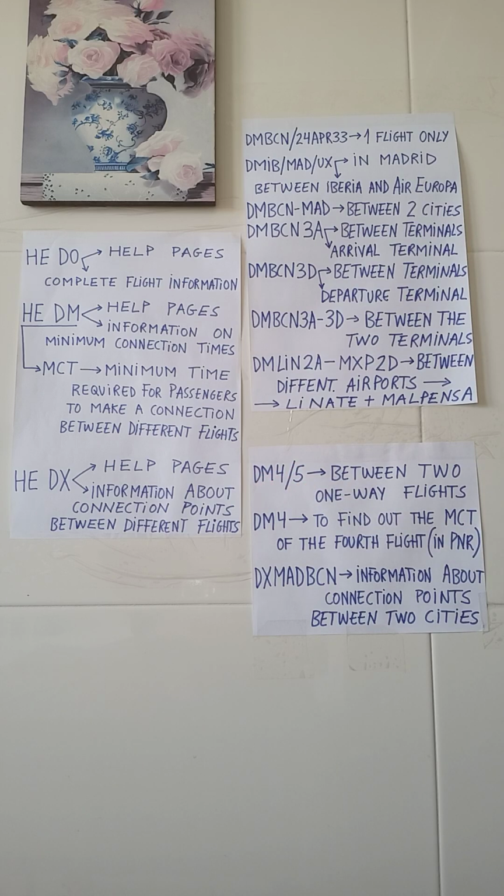Another transaction, DM4/5, is used to perform the search for the minimum connection times that apply between two outbound flights. In this case, we ask the Amadeus system to provide us with this information by reference to the flights that are in segments number 4 and number 5 of a reservation. The reservation is also called PNR.